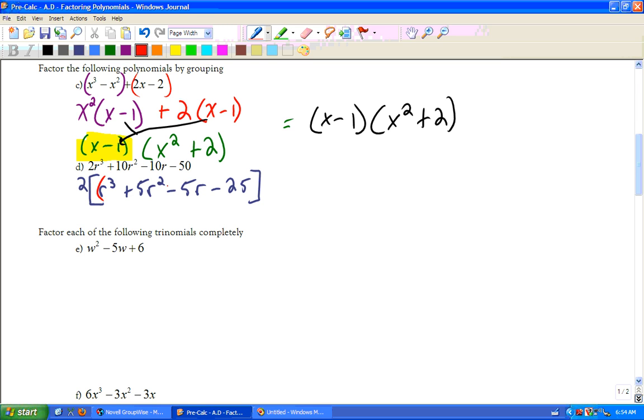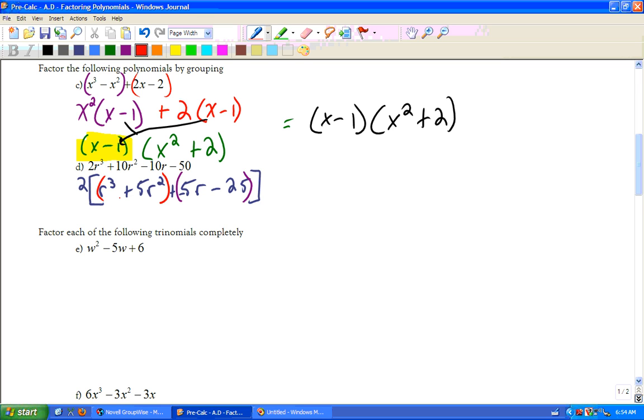Our first 2 terms, r cubed plus 5r squared. Now, this term's a negative, which makes it a little bit more difficult if we're having a subtraction sign there. So I'm just going to rewrite this as plus negative 5r, and we can group those two. It makes finding the greatest common factor a little bit easier.